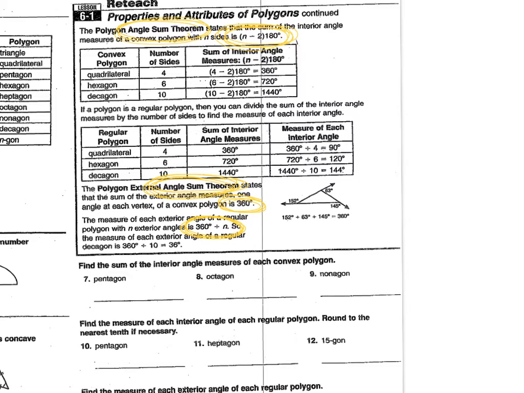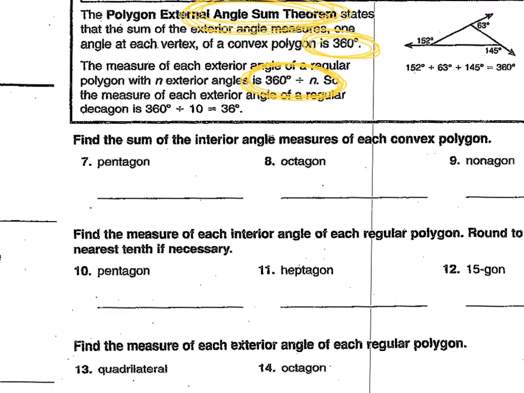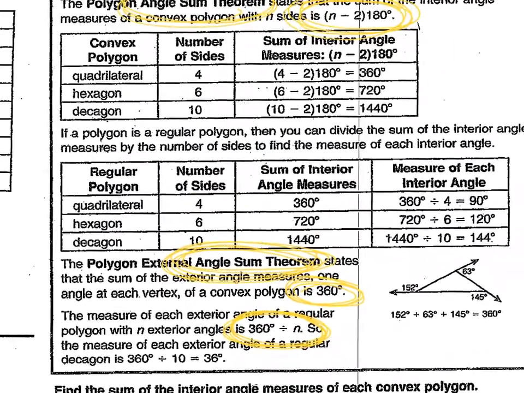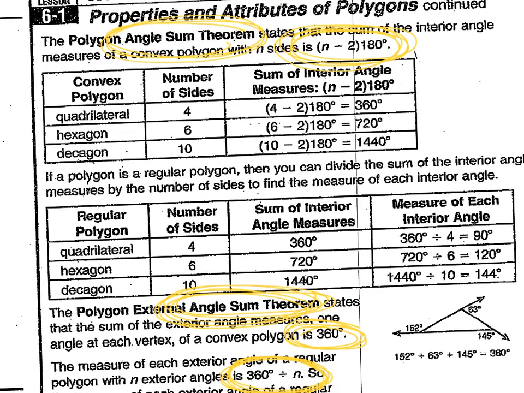So on number 7, it says, what is the sum of the interior angles in a pentagon? Okay, so the interior angle sum is supposed to be, I need to wake you up. This one, right? Yes, I know.